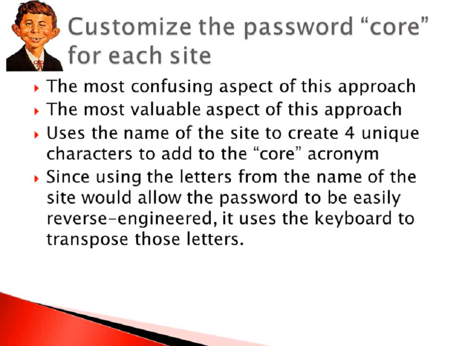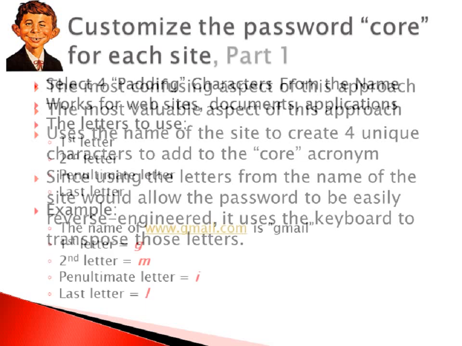So we're going to make it 10 characters long by padding it with 4 unique characters on each site. And since the letters from the name of the site would allow the password to be easily reverse engineered, we're going to use a keyboard transposition mechanism to get those letters. Hang in there. While this is confusing, once you get it, you'll be able to execute this without having to do a whole lot of work. So here's how it works.